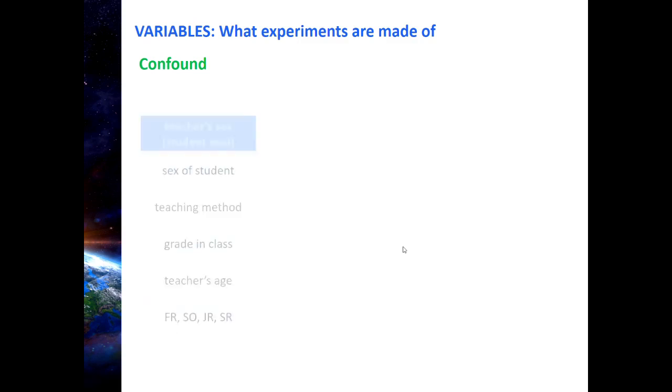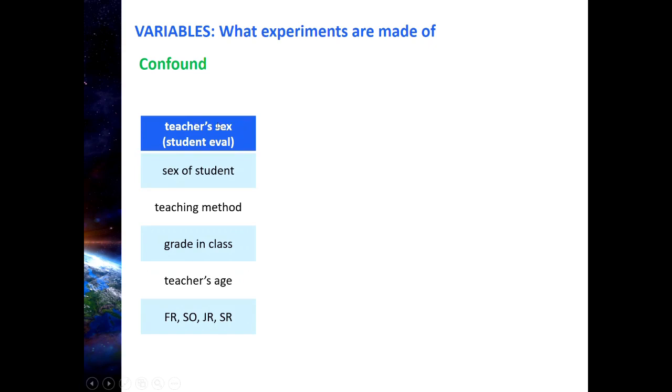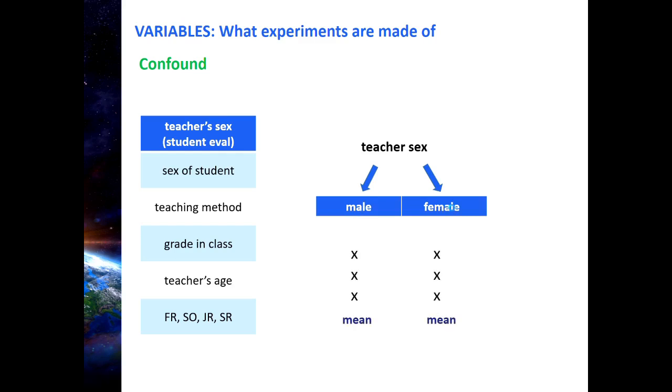Another example, right? Teacher sex, the independent variable, does it have an effect on student evaluations? Well, to test this, we're going to manipulate teacher sex by creating these different levels, male, female. And at the end of the semester, we have a group of people that had the male teacher and a group of people that had the female teacher. And we're going to look at the student evaluation scores for each group, calculate the mean.